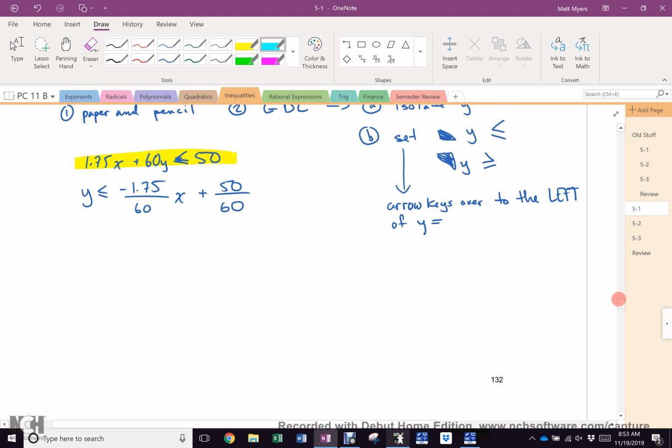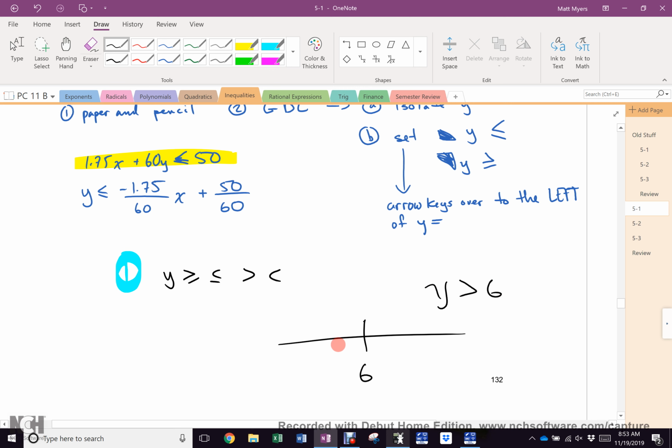Okay, so remember a couple of things. One, remember, y greater than, equal to, less than, equal to, greater than, or less than. Y has to be on the left for this programming to work. Right? And we remember that because if y is greater than 6, how would I shade that? If it was just one variable, let's say q. I don't want to confuse you with x and y. How do I shade that? On the right or the left of 6? On the right, because our letter is on the left, right?